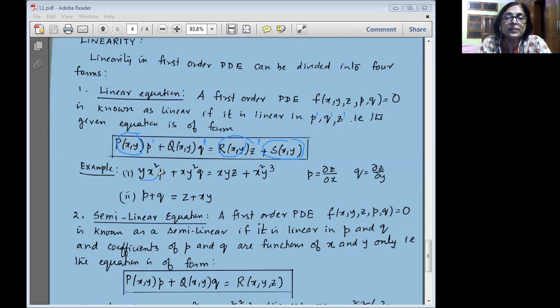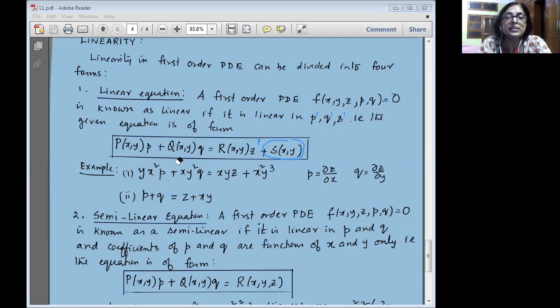For example, if we can show you this equation, say this is your capital P(x,y), a function of x and y, small p, degree 1, xy square, this is capital Q(x,y), small q has got degree 1, again z has got degree 1. So this kind of equation is known as a linear equation, where p is del z del x and q is del z del y. Okay. Now, coming to the second category of differential equation.